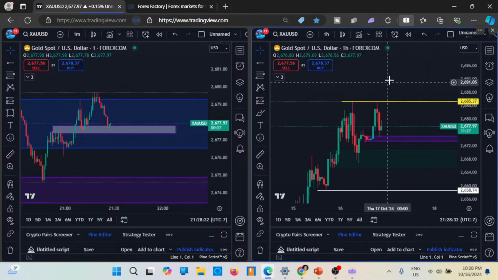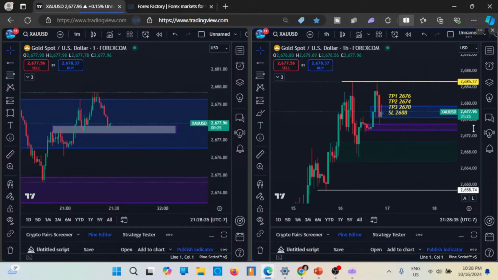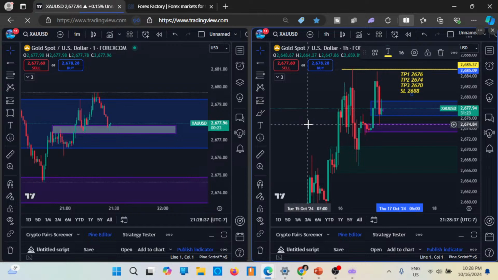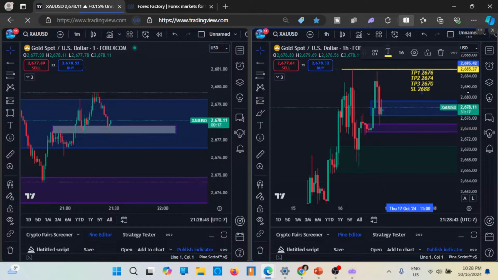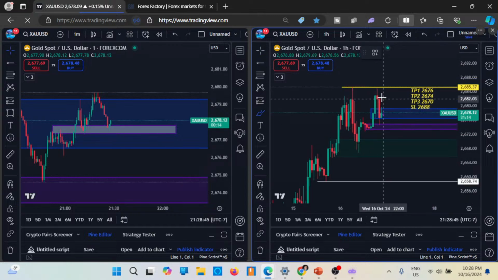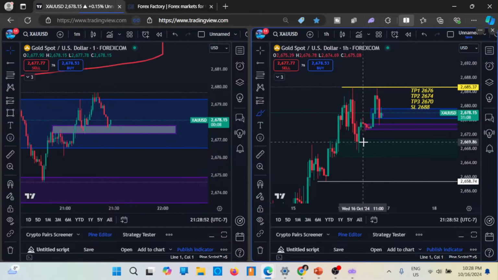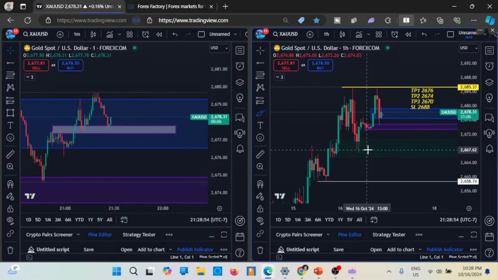So let's take a look at gold one more time. This is it, gold on the 1 hour time frame. We're currently bearish. Price formed a double top pattern, and the main target for this double top pattern is around 2667. This is where gold is expected to get to eventually.